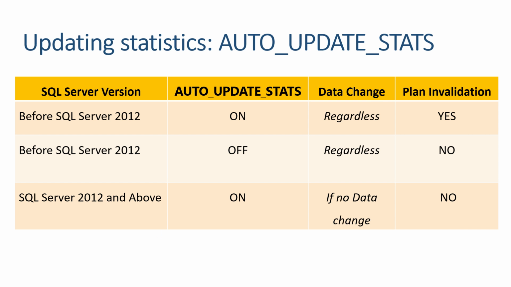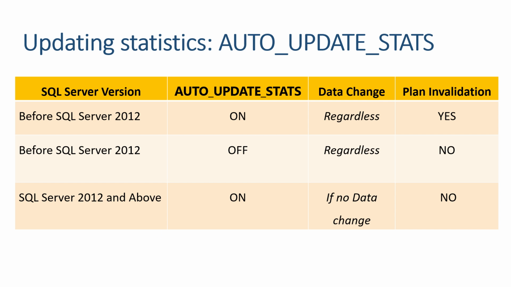But what if there is no data change? In this particular slide, we are going from below to top. So let's talk about SQL Server 2012 and above, the bottom one. Whenever your auto update stats is turned on for SQL Server 2012 and above, and if your data has not changed, then the optimizer thinks there is no use to invalidate the plan because there is no data change. So it won't invalidate the plan.